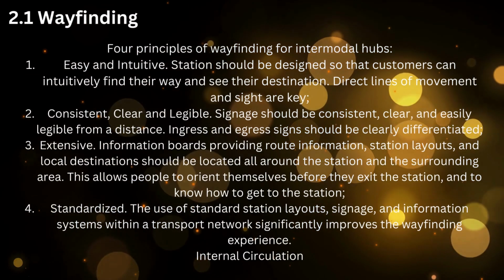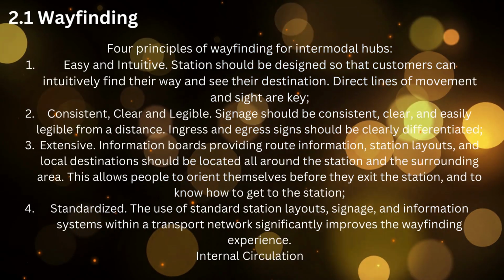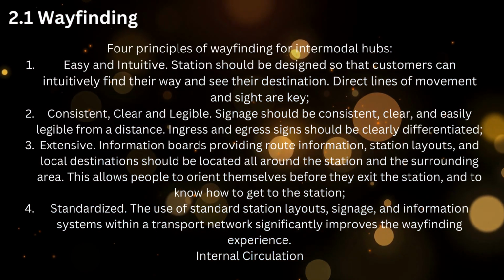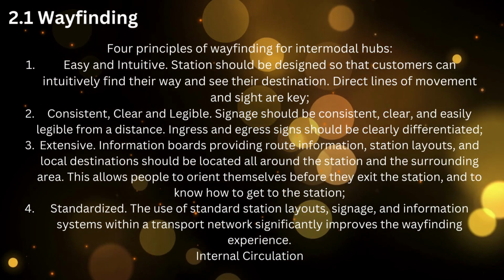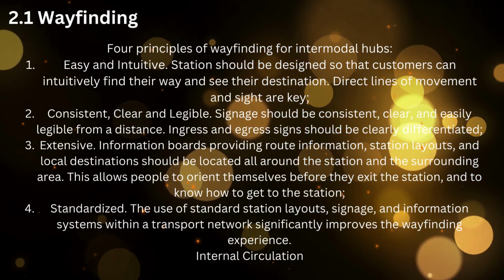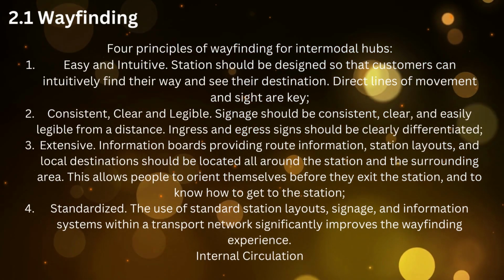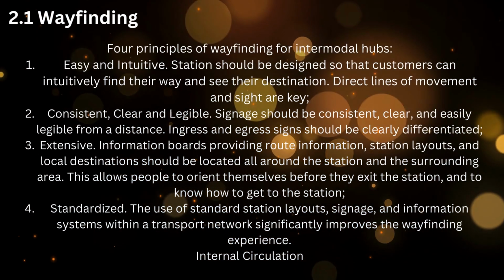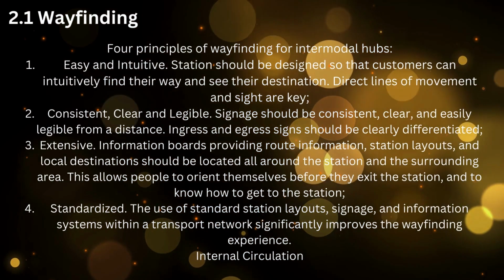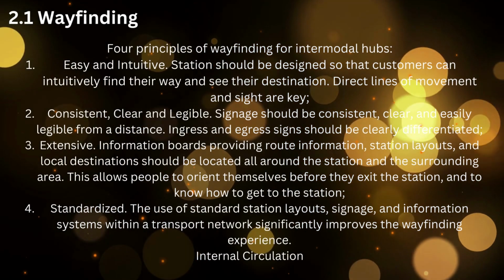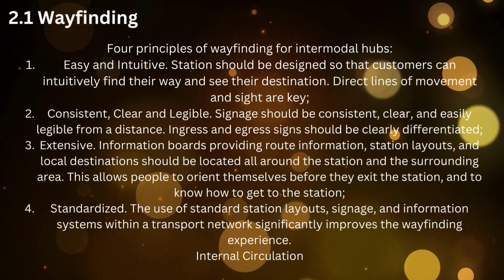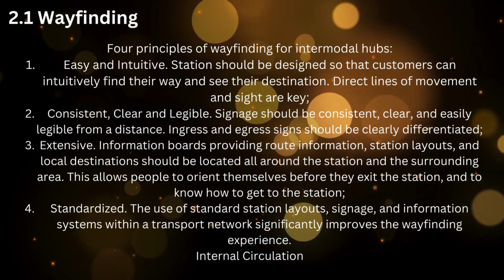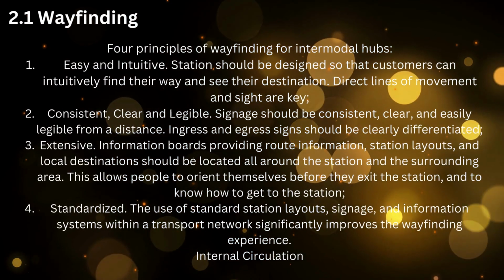Third one, extensive. Information boards providing route information, station layouts, and local destinations should be located all around the station and the surrounding area. This allows people to orient themselves before they exit the station and to know how to get to the station. Fourth one is standardized. The use of standard station layouts, signage, and information systems within a transport network significantly improves the wayfinding experience, such as internal circulation.